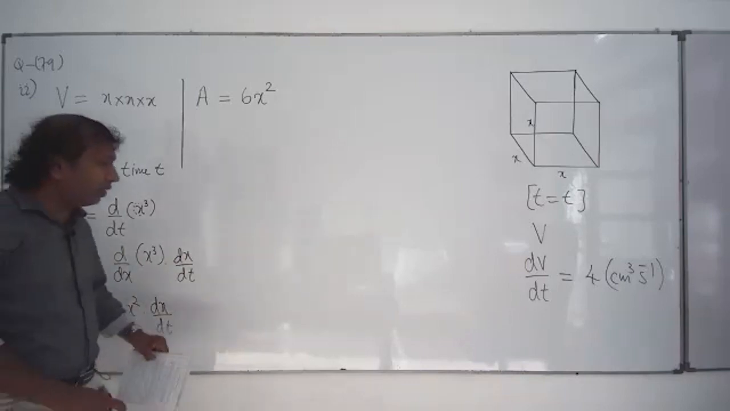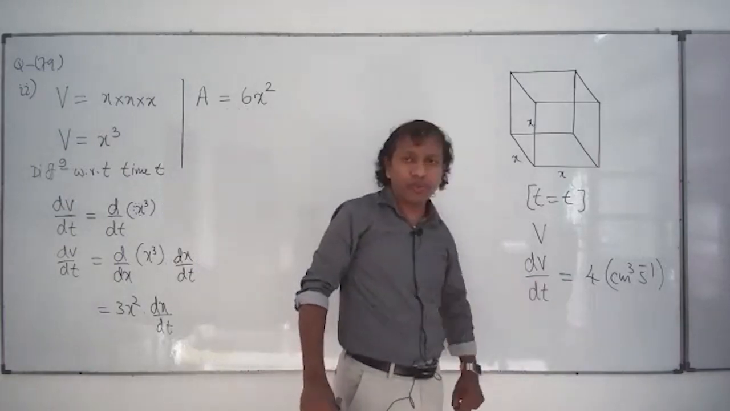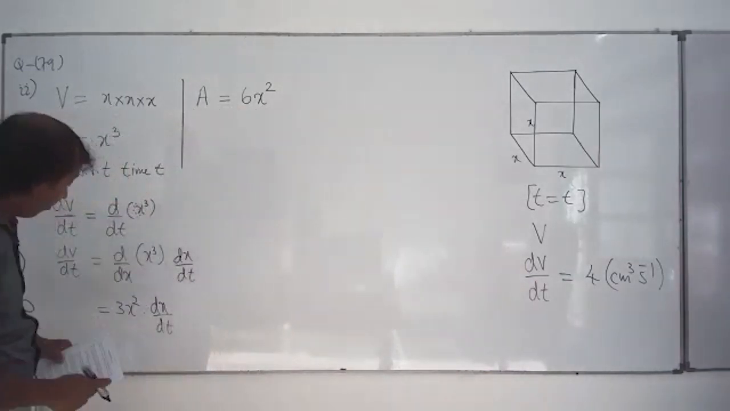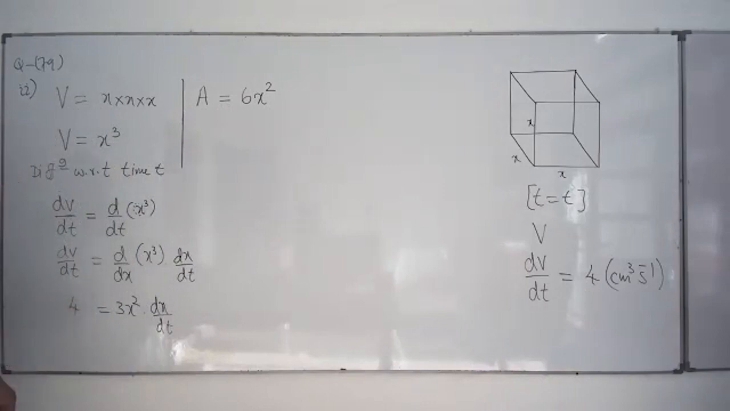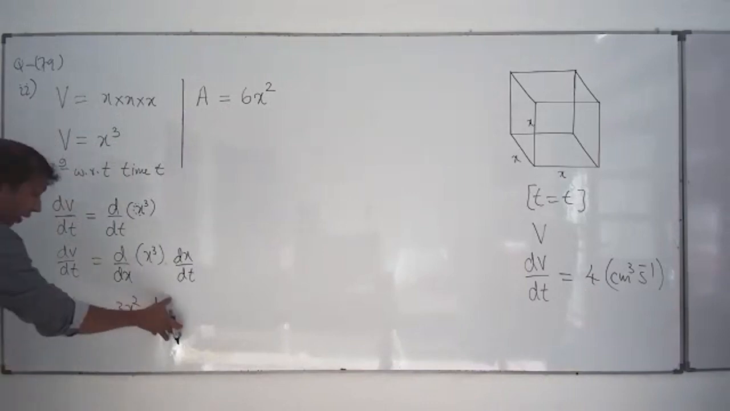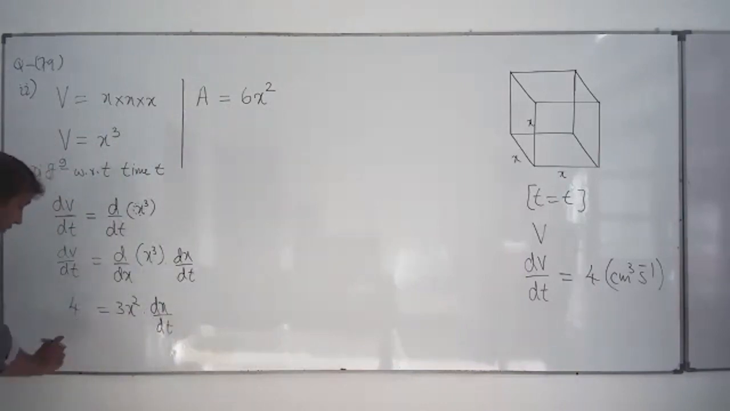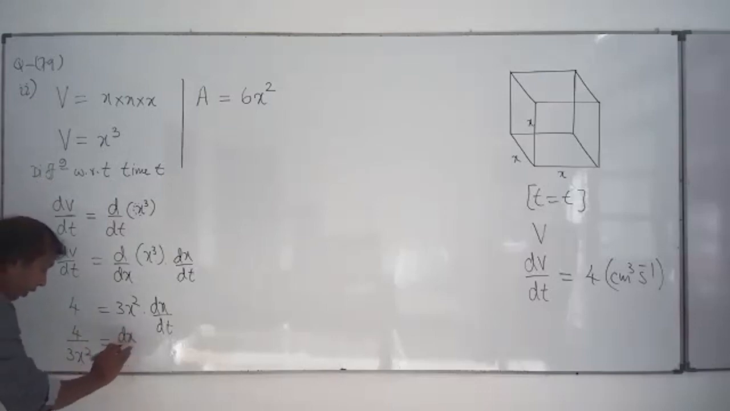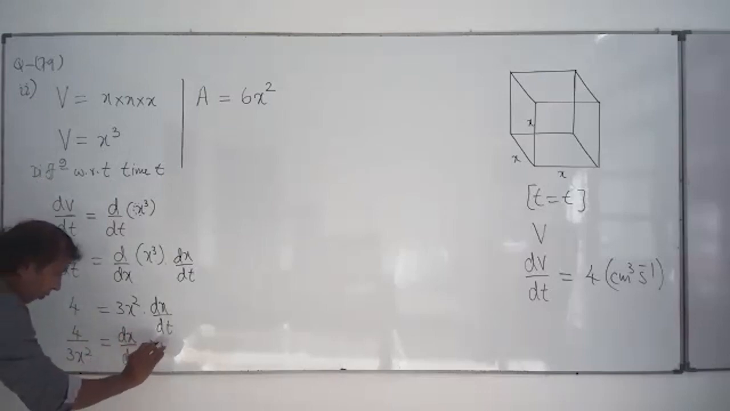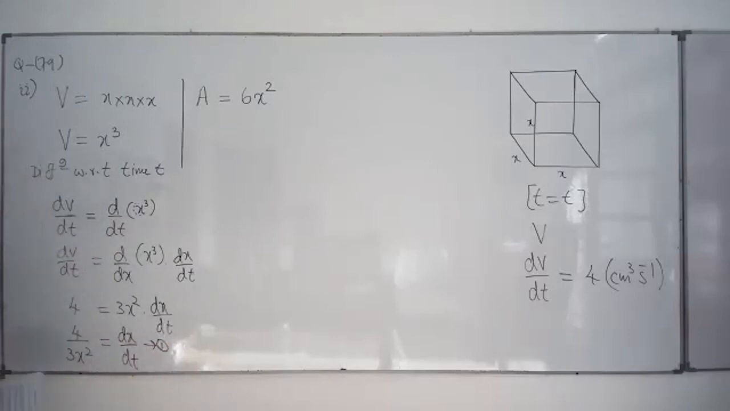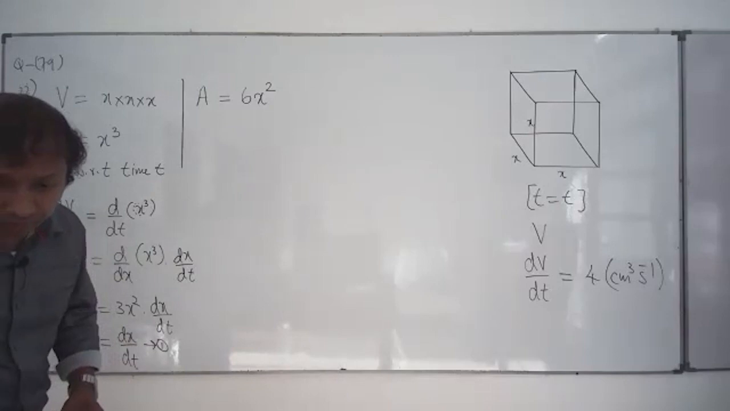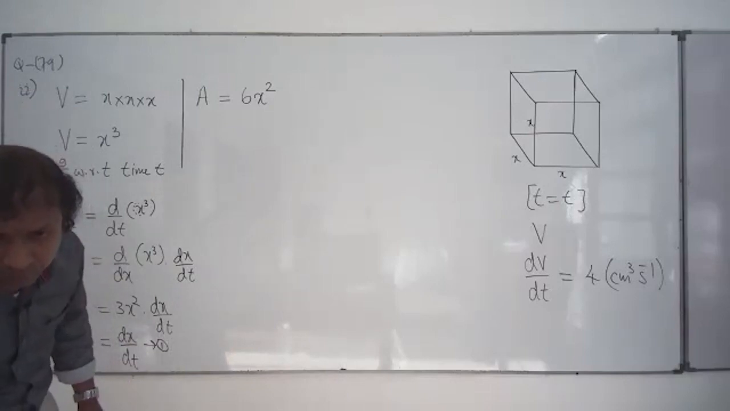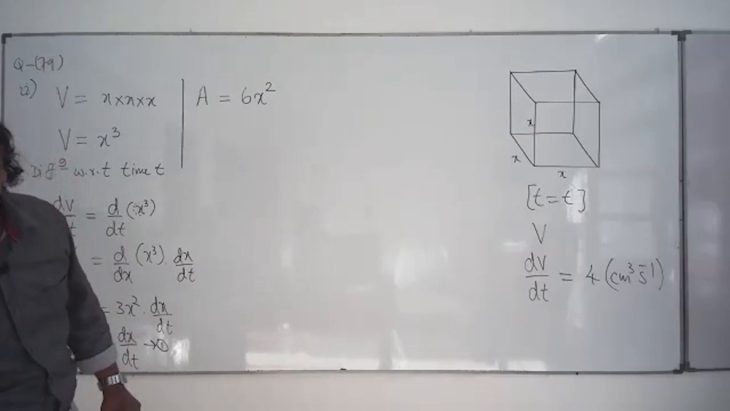But people, what is dV by dt? 4. That 4 we can substitute here. Right? Now we can solve for this dx by dt, taking this 3x squared to the other side. Then we get 4 upon 3x squared is equal to dx over dt. Take this as equation number 1. Right? Okay, people? Next one.